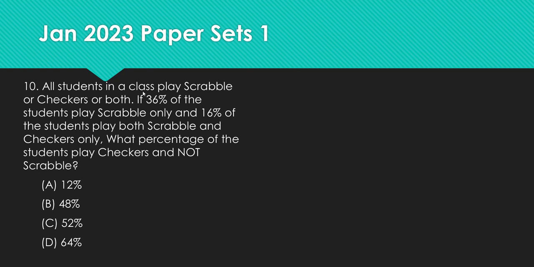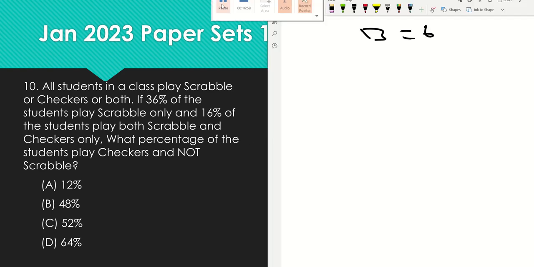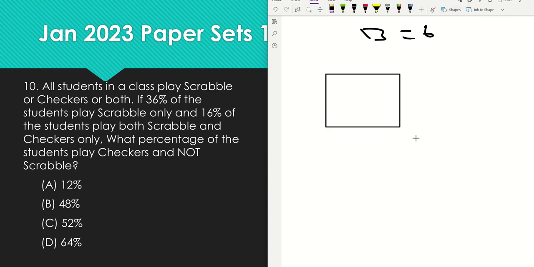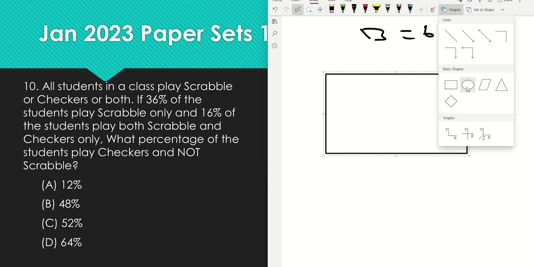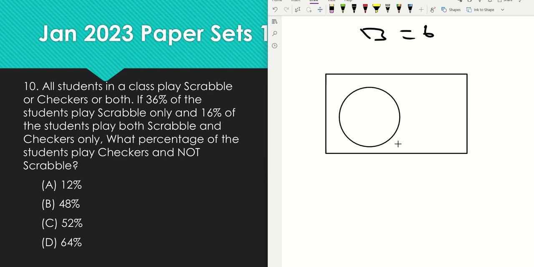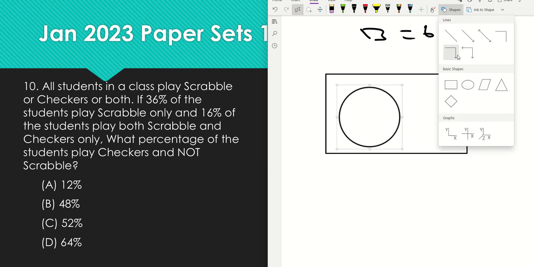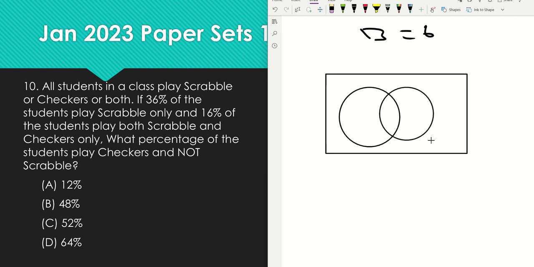Right. All students in the class play Scrabble, checkers, or both. 36% of the students play Scrabble only, and 16% of the students play both Scrabble and checkers. What percentage of the students play checkers and not Scrabble? So we're going to draw a Venn diagram. We have a rectangle, then we have two circles. We have this one which represents Scrabble, and then we have this one which represents checkers. Let's just put in the information.